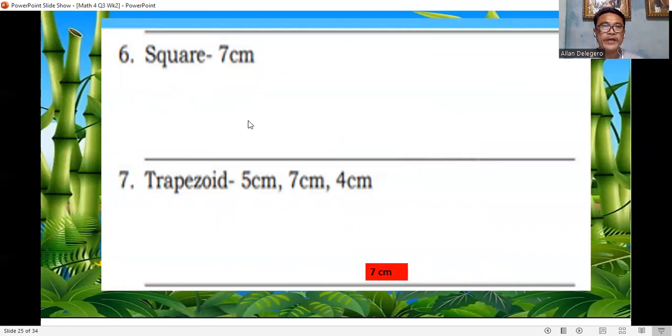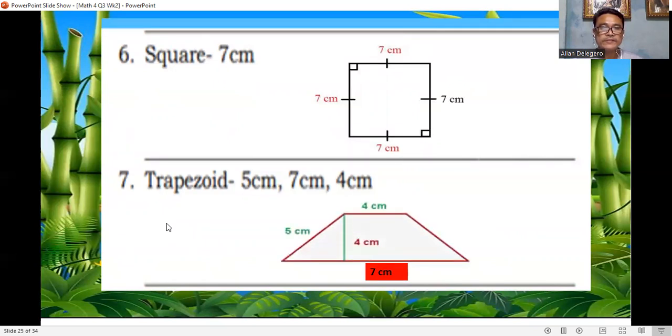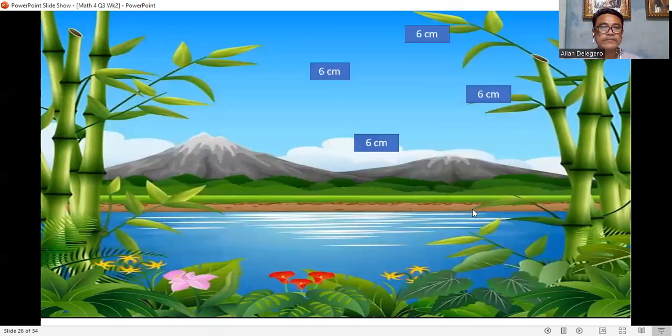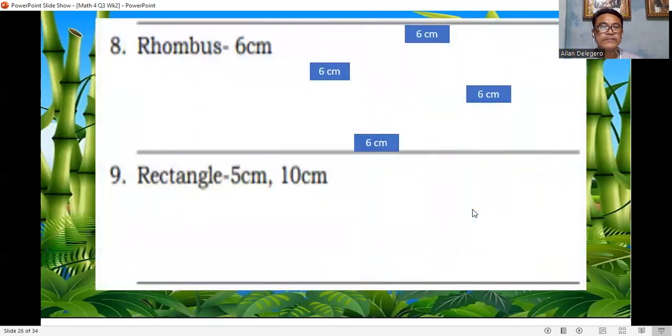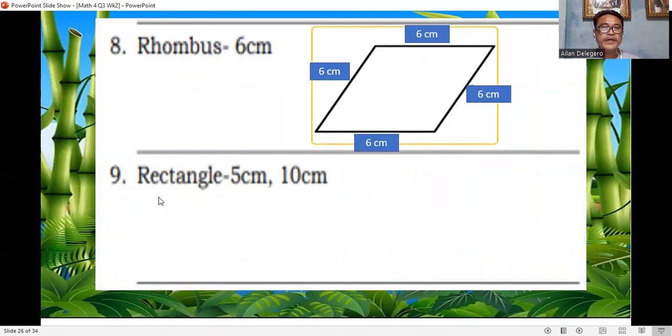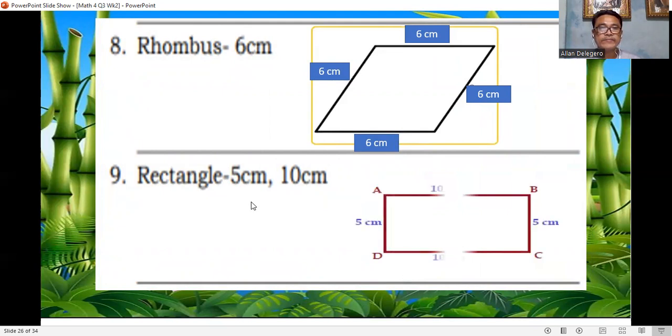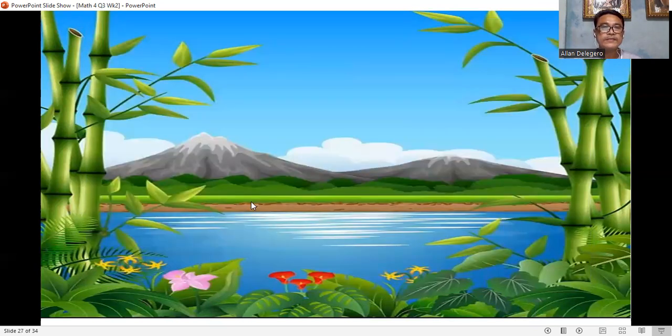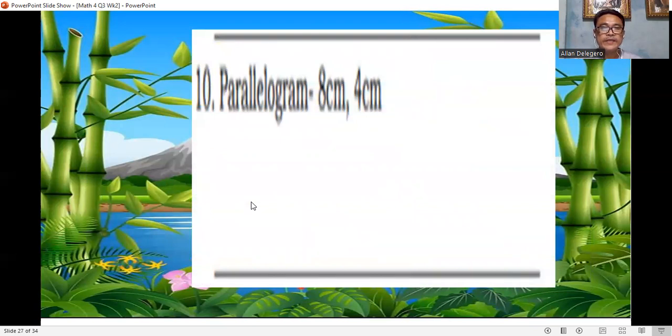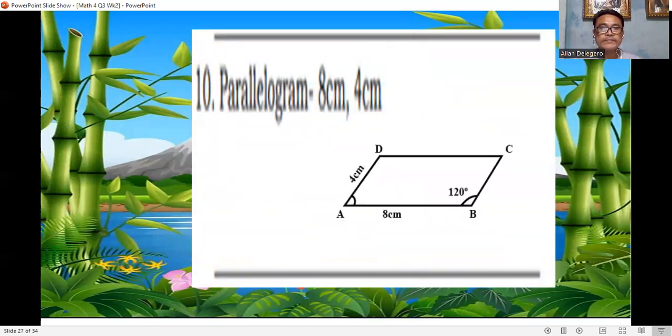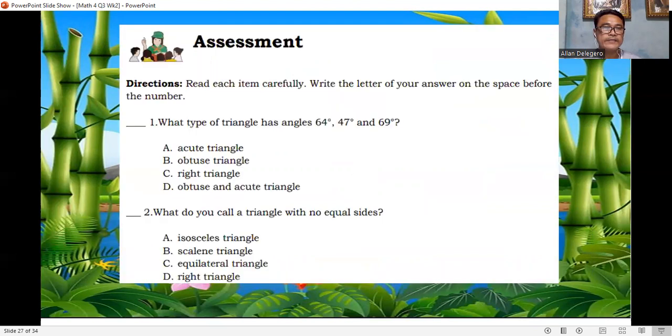Number 6, square. Number 7, trapezoid. Number 8, rhombus. Number 9, rectangle. Okay. And number 10, parallelogram. All right.